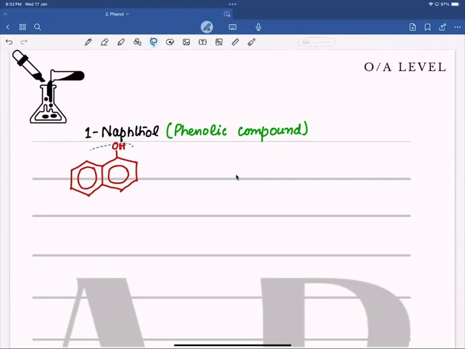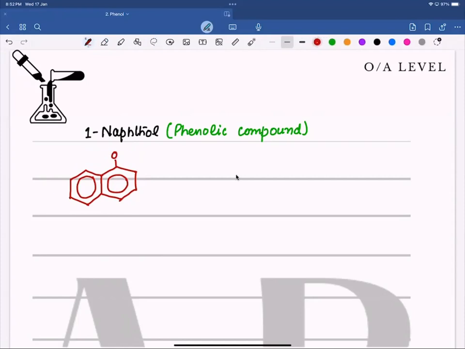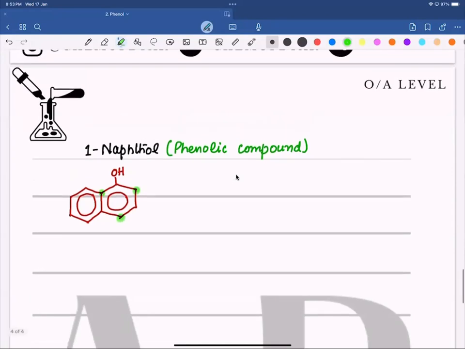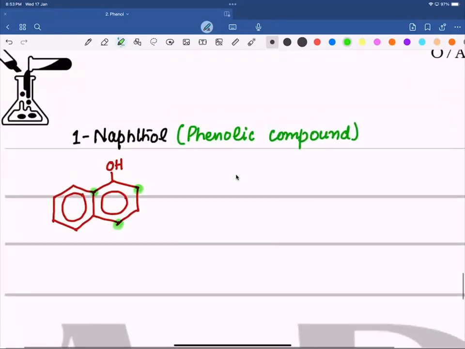So if anyone recalls, when there is a phenol, the electrophilic substitution occurs on what positions in phenol? Yes, 2, 4, 6. So these are the three positions which I have highlighted, right? Yes.